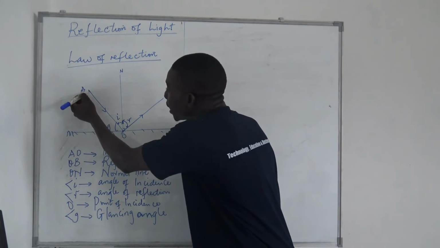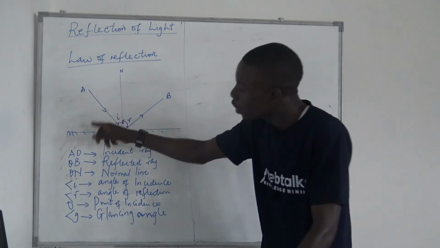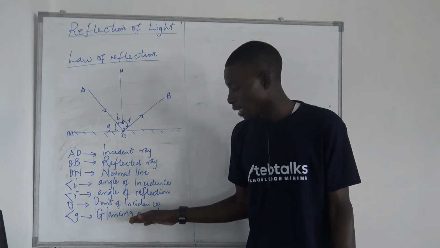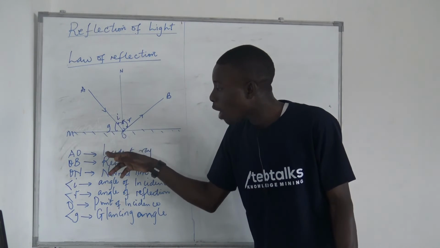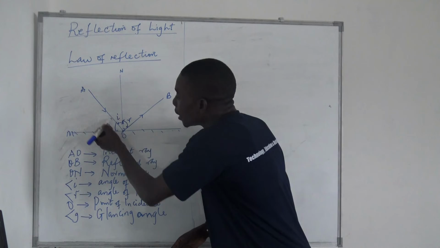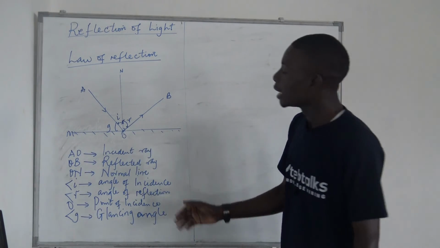If the incident ray is this and the reflecting surface is this, the angle between those two is what we are calling glancing angle. It is the angle between the reflecting surface, this is the reflecting surface, and the incident ray. That angle is what we are calling glancing angle.